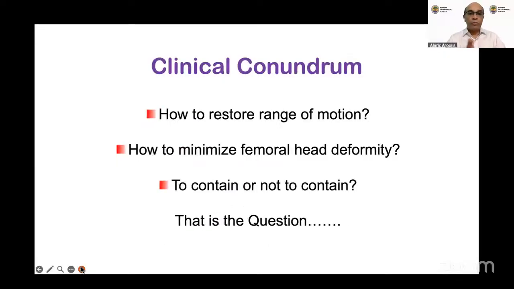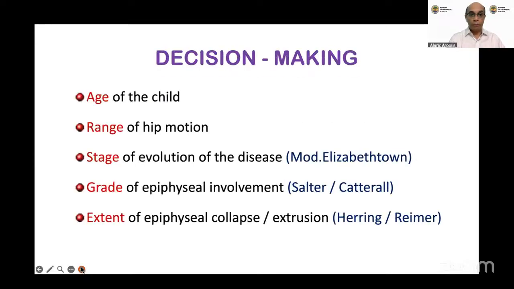So the clinical conundrum here is, of course, first, how to restore the range of motion, which we know is one of the most important elements in Perthes disease. And then thinking long term, how do we approach this hip so as to minimize femoral head deformity at the end of skeletal maturity, which is what we're trying to achieve in children with Perthes disease. And therefore, the question that arises here is, do we contain or not contain this hip? I think the decision making is quite clear in Perthes disease.